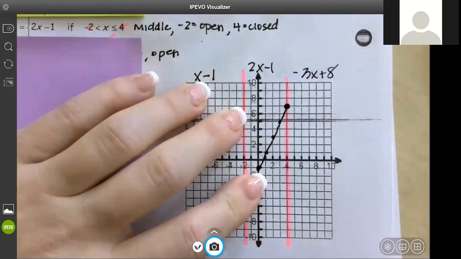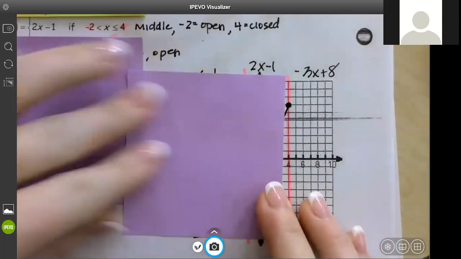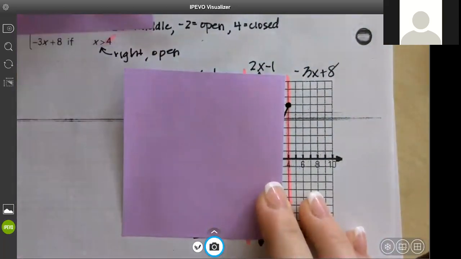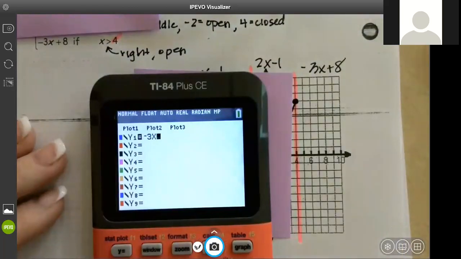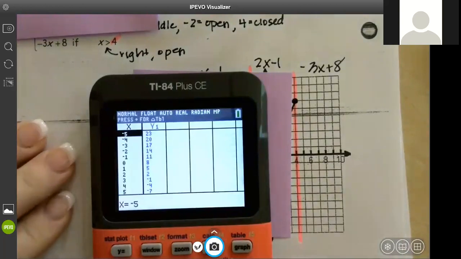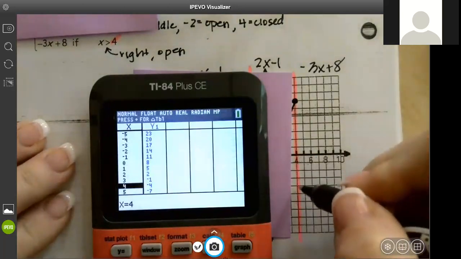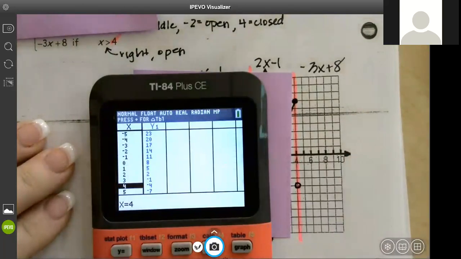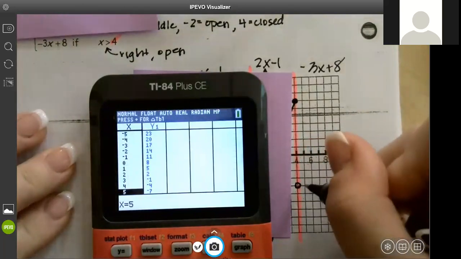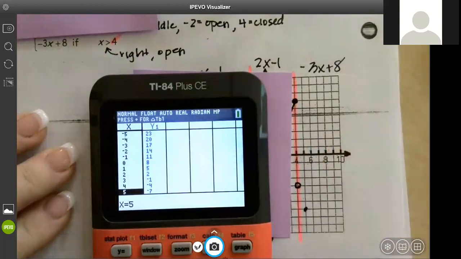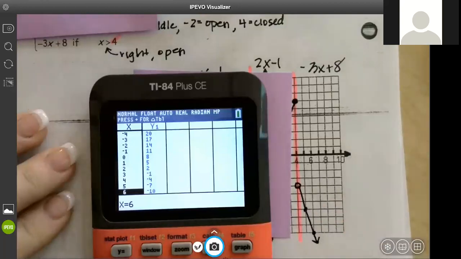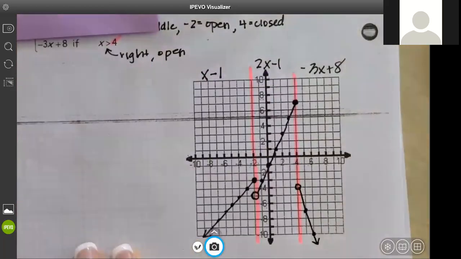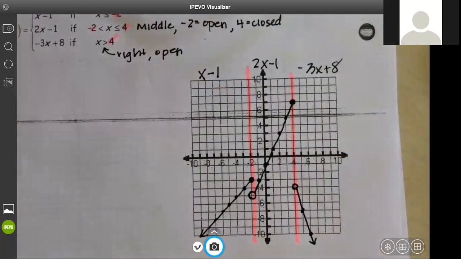Last thing we want to do is graph on the right. So we're going to put it in our calculator. -3x plus 8. We're going to look at our boundary of 4. And we said that it was open at 4. So at 4, -4, we're going to open it. Everything bigger: 5, -7, and then 6, -10. So it looks like this. And then when we finish, it's a crazy graph.